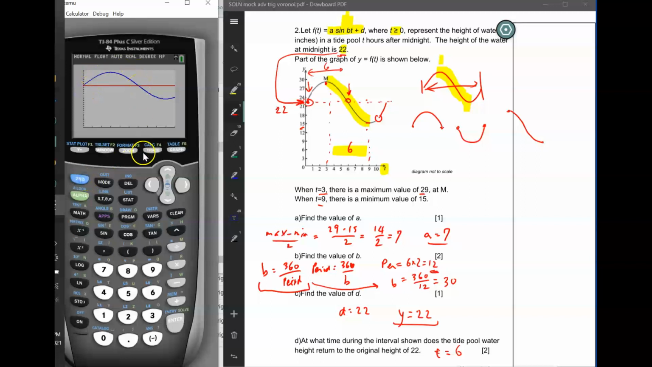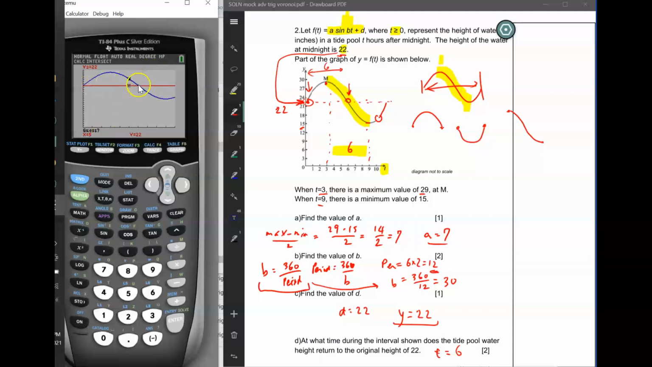We could do second, calc, intersect, which is number 5. And then the first curve is the blue curve? Yes, enter. The second curve is the red curve? Yes, enter. You're always going to just hit enter twice if you have exactly two functions in y equals. Last thing is guess. There's only one intersection close to here.